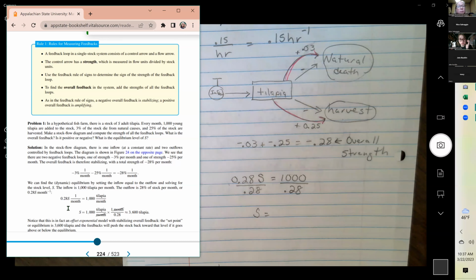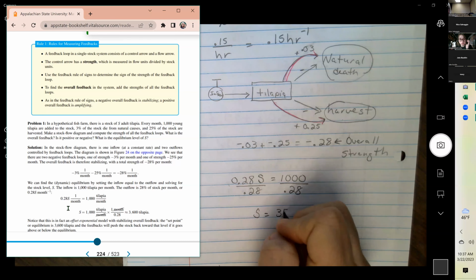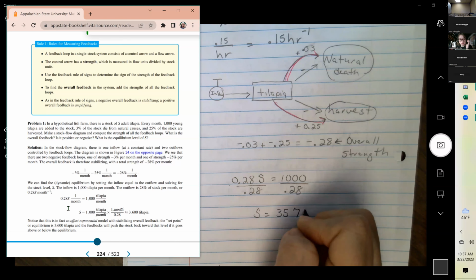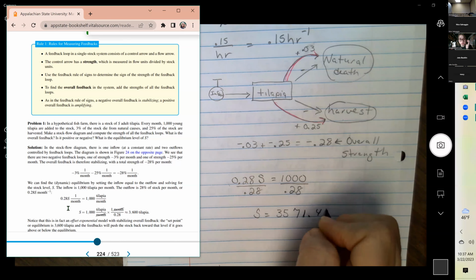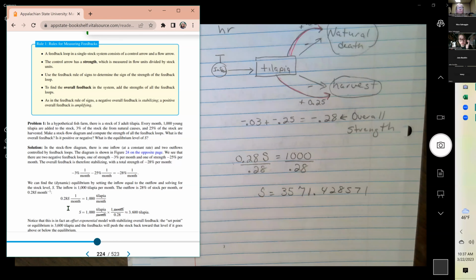What did they round to? 3,600. Now, of course, you're not going to have part of a fish, so you have to round it to a whole number. 3,571 would not be wrong.